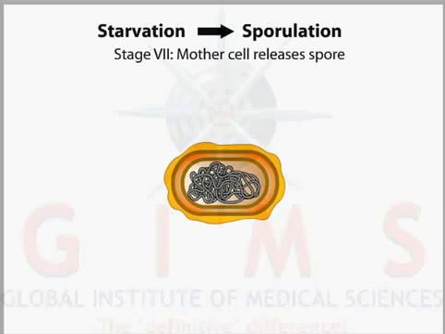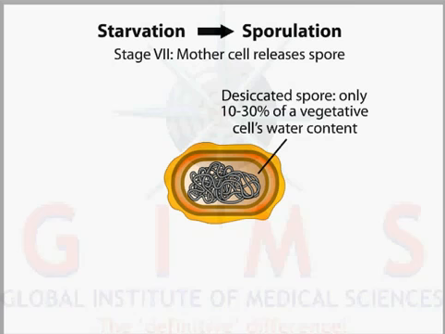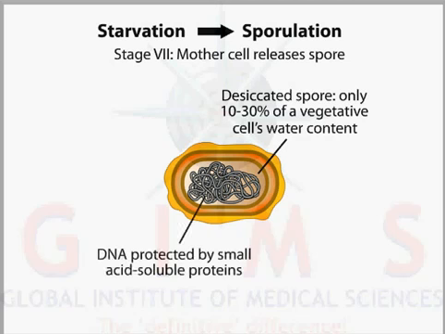Spores are resistant to many environmental stresses that would kill vegetative cells. The nature of this resistance is due in part to spores having only 10 to 30% of a vegetative cell's water content. But spores also contain small acid-soluble proteins that bind to and protect DNA from damage by ultraviolet light and various toxic chemicals.